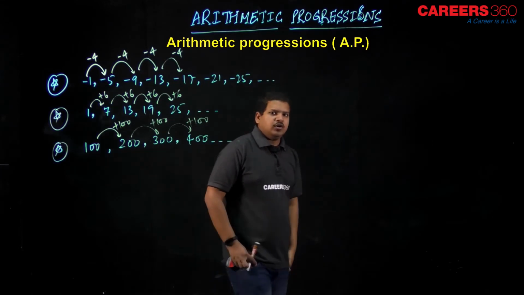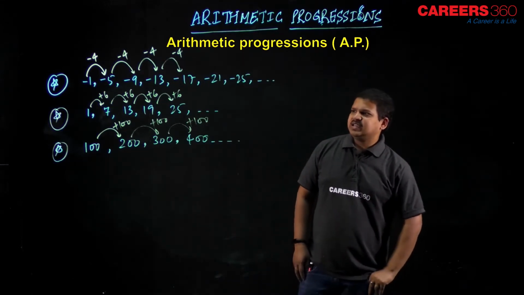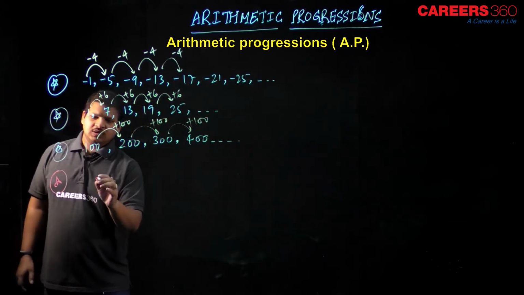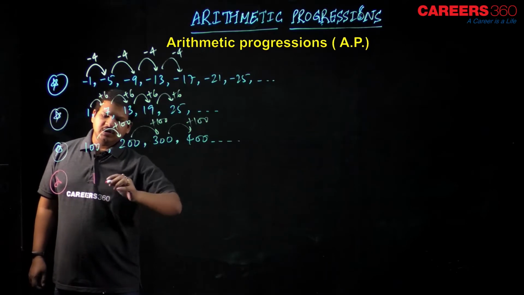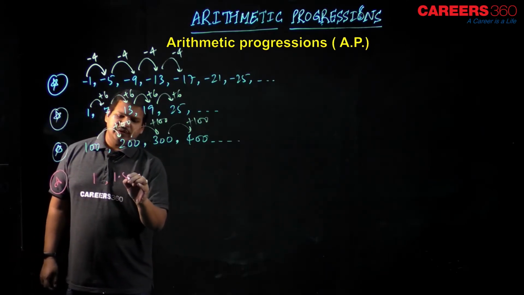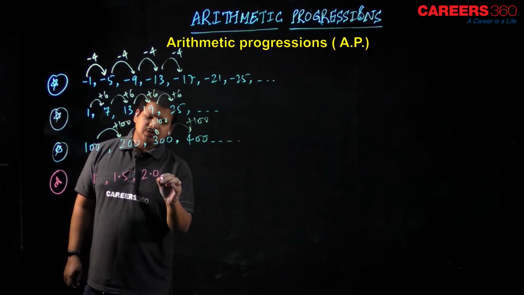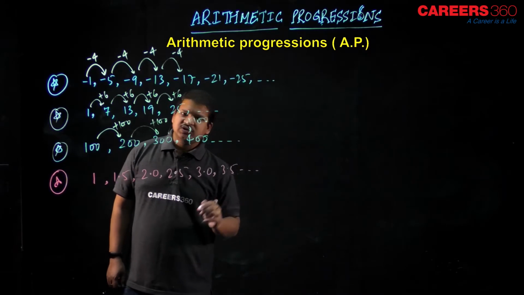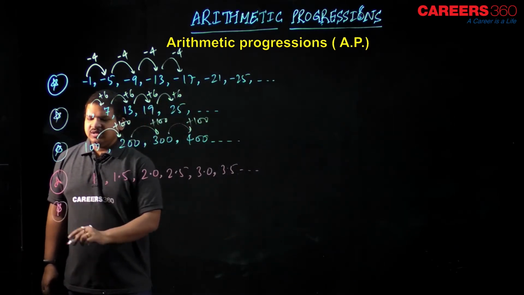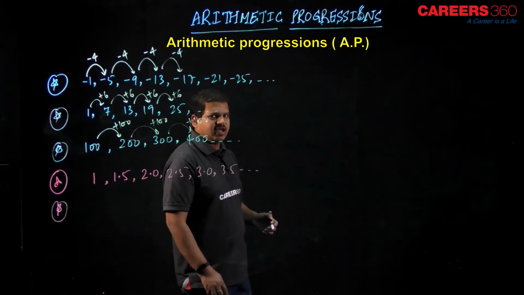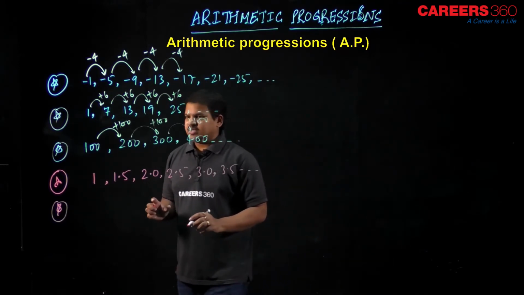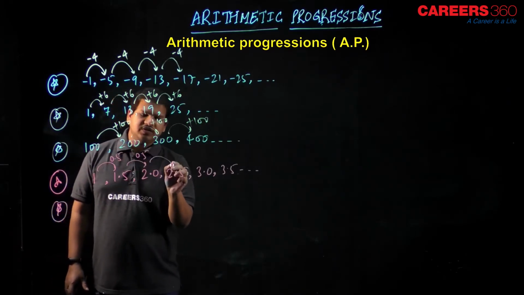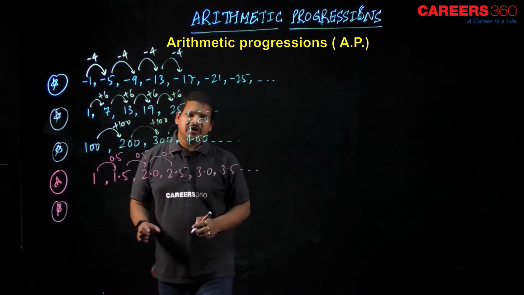Now what about if I take a few other examples such as 1 and then 1.5 and then 2.0 and then 2.5 and then 3.0 and then 3.5 and so on. Similarly, any example can be taken in which successive incrementation is taking place. Here 0.5, 0.5, 0.5 is being incremented.